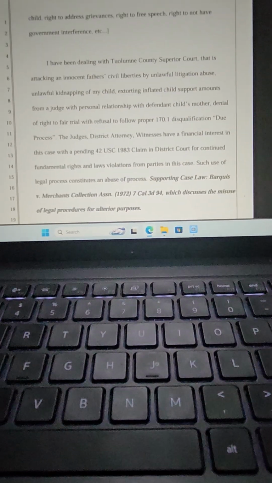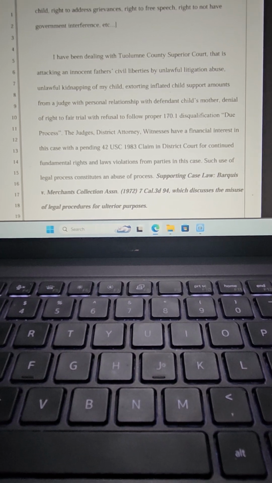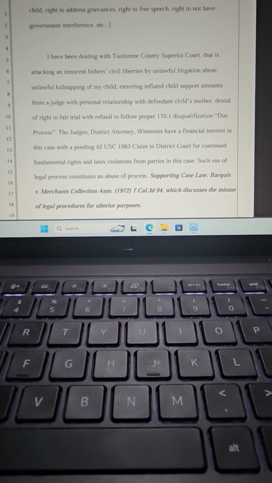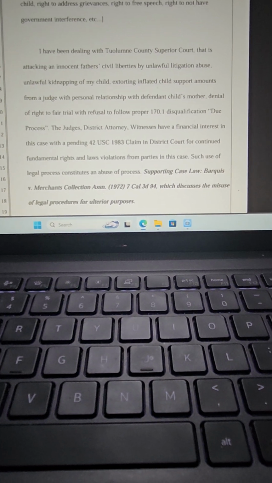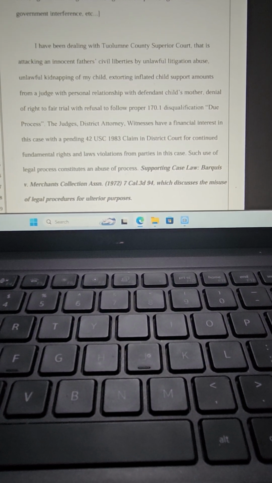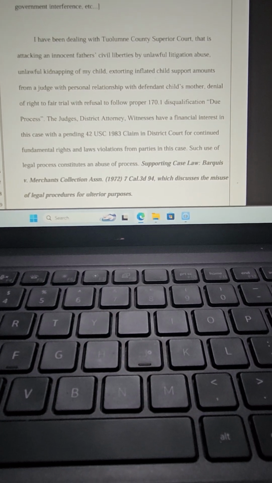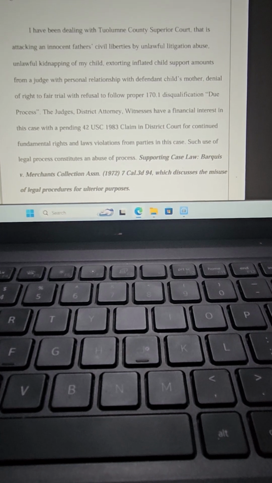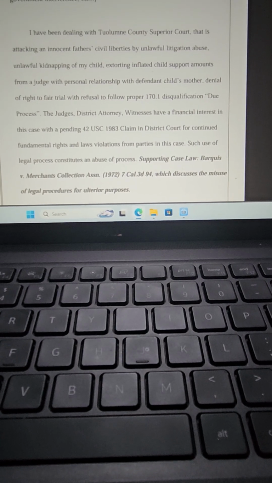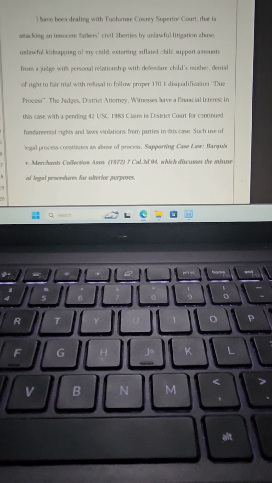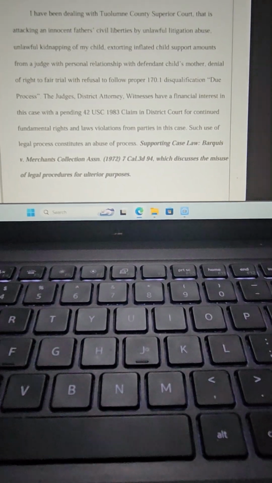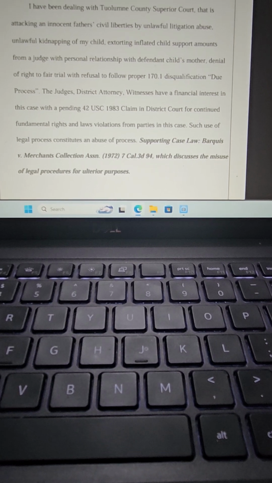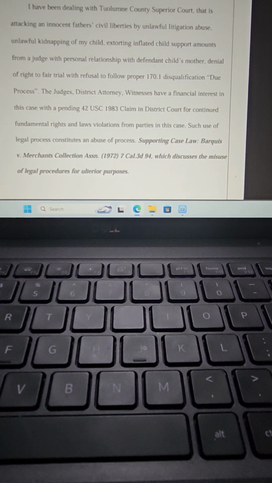I have been dealing with Tuolumne County Superior Court that has been attacking innocent fathers' civil liberties by unlawful litigation abuse, unlawful kidnapping of my child, extortion of inflated child support amounts from a judge with personal relationships to the defendant's child's mother, denial of right to fair trial, and refusal to follow proper 170.1 disqualification due process. The judges, the district attorney, witnesses, have a financial interest in this case with a pending 42 U.S.C. 1983 claim in district court for continued fundamental rights and laws violations from parties in this case. Such use of legal process constitutes an abuse of process.